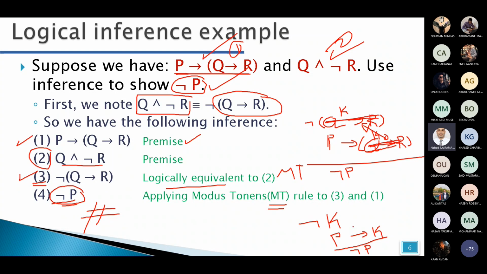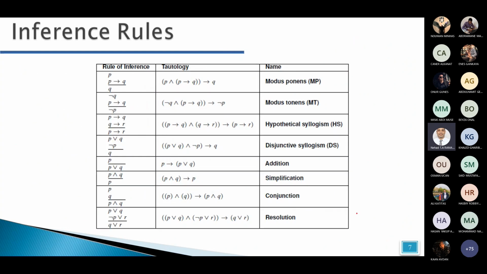Okay, we will take more examples, but we have to take more rules. A lot of rules, I know. It's mathematics, so you have to know all the rules. Most rules are simple and easy. You have to memorize at least the short names, MP, MT, HS, DS, to say which rule you applied here.